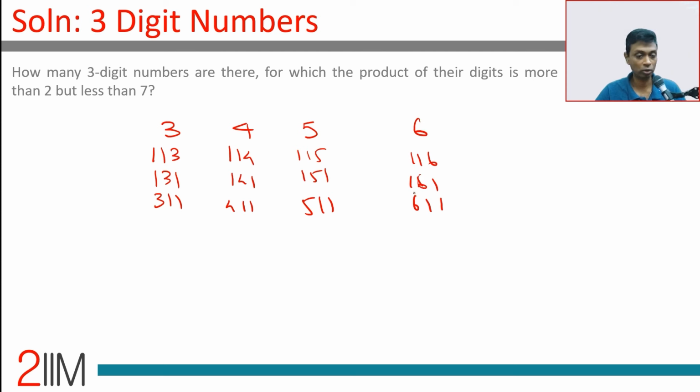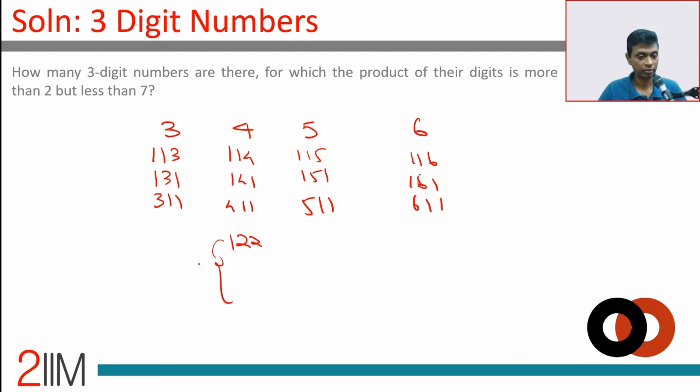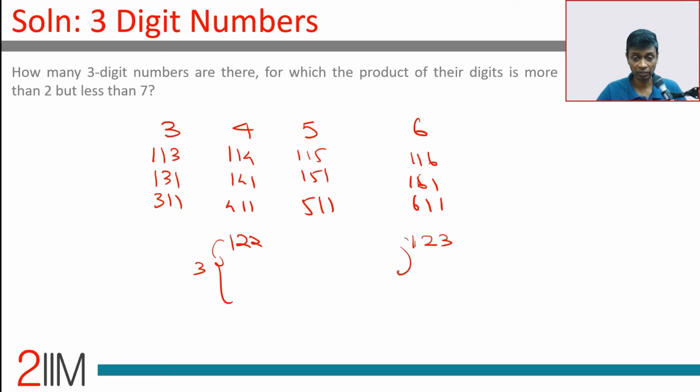116, 161, 611. So far, so good. 4 can also be written as 2 into 2. So put 2 2s and a 1. Your 1, 2, 2 and 3 variants happen. 3 more here. 6 can be written as 2 into 3, apart from 1 into 6, of course. So this is 1 into 2 into 3, this will have 6 variants.